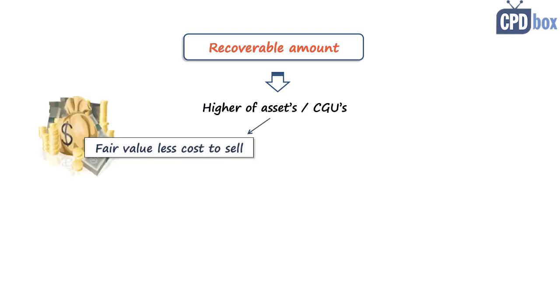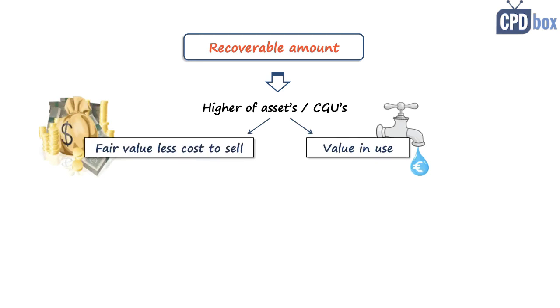So if you find that there are some of these indicators of impairment, you need to calculate impairment loss as the difference between carrying amount and recoverable amount. How do we figure out recoverable amount? It's the greater of the asset's or cash generating unit's fair value less cost to sell and value in use.